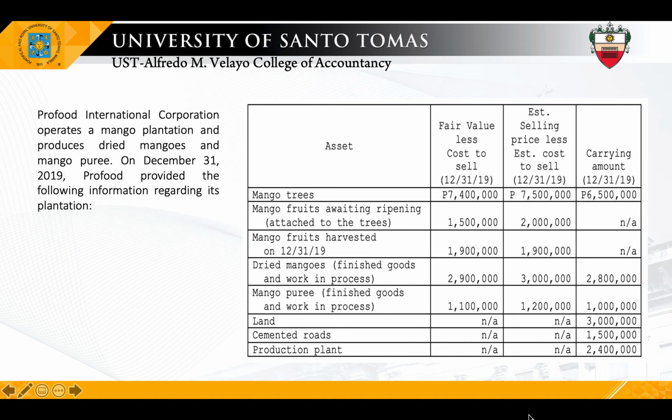So we have the assets: mango trees, mango fruits awaiting ripening, still attached to the trees, mango fruits harvested on December 31, 2019, dried mangoes, mango puree, land, roads, and production plant. Also presented are the fair value less cost to sell as of December 31, 2019, the estimated selling price less estimated cost to sell as of December 31, 2019, and the carrying amounts as of December 31, 2019 of the assets. ProFood uses the cost model in measuring its property, plant, and equipment.